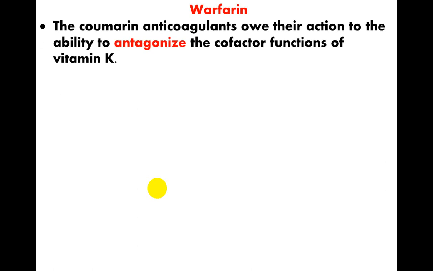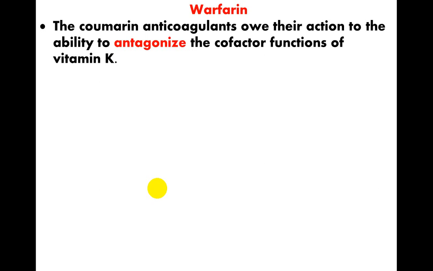Oral anticoagulants are those anticoagulants that act via antagonizing the cofactors of vitamin K. As I said in the previous lecture, the vitamin K dependent factors are factor 10, factor 2, factor 9, and factor 7. These are responsible for the intrinsic pathway and play a role in the formation of the thrombus. When antagonized, these factors will lead to the prevention of thrombus formation.